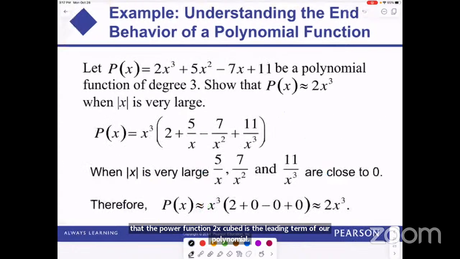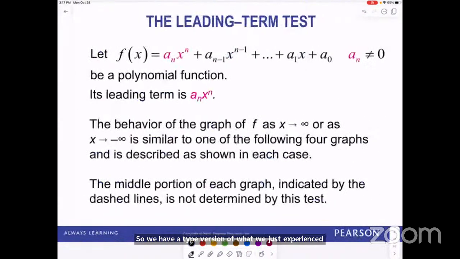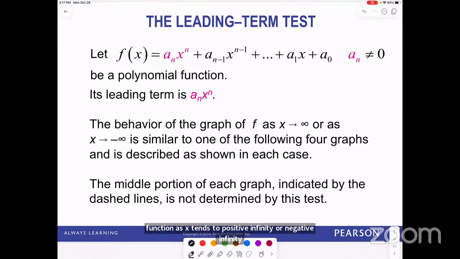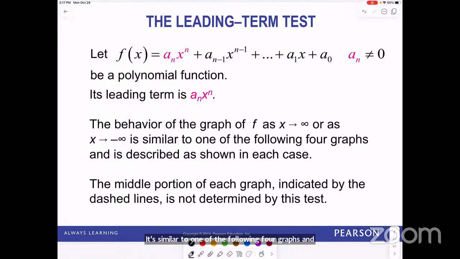Okay, so we have a type version of what we just experienced, and that segues us into the leading term test. So given a polynomial function where the leading coefficient is not 0 and the leading term is a_n x to the n, the behavior of the graph of the function as x tends to positive infinity or negative infinity is similar to one of the following 4 graphs and is described as shown in each case. The middle portion of each graph indicated by the dashed lines is not determined by this test.